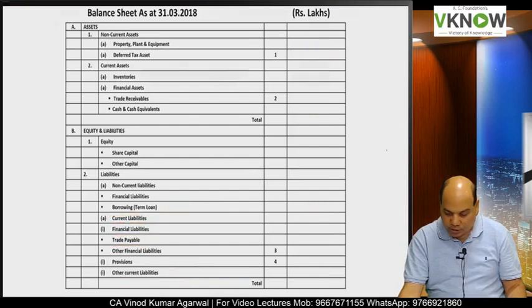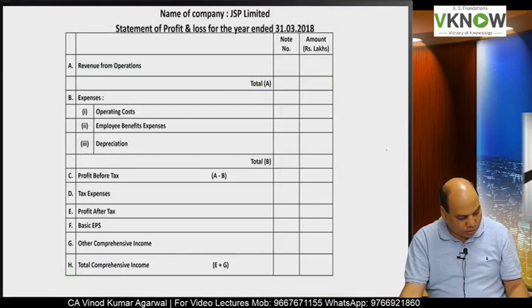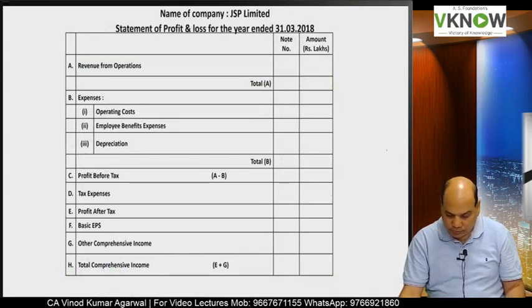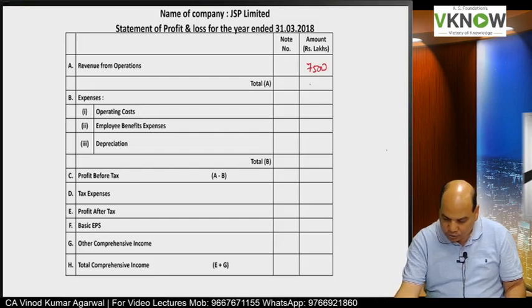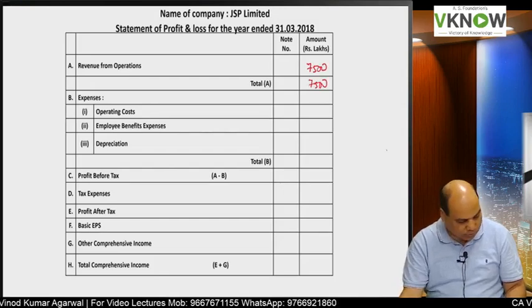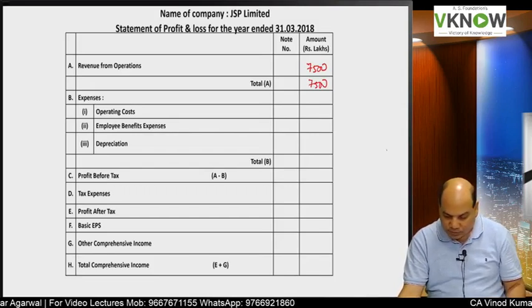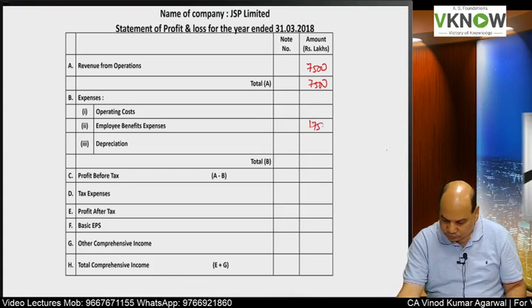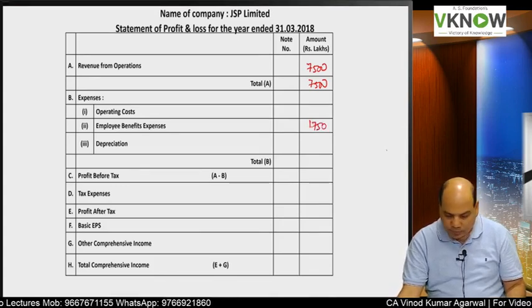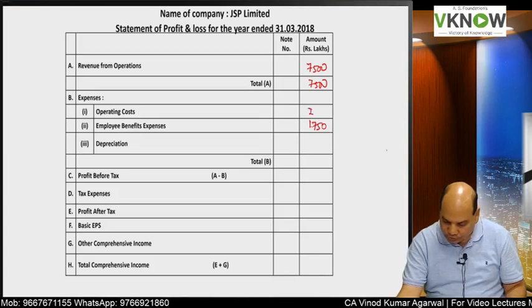Now below that we have a P&L account. So we'll come to our main page, P&L account, revenue from operation 7500, total 7500. This P&L account is very easy. Employee benefit expense, in expense second line 1750. Then operating cost in expense first line 2860.